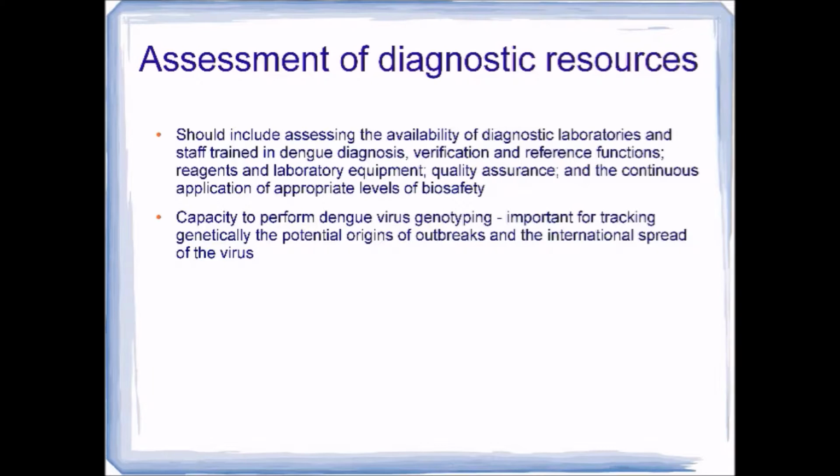Resource planning and assessment should include auditing of, for instance, the availability of diagnostic laboratories and staff trained in dengue diagnosis, verification and reference functions, reagents and laboratory equipment, which includes stockpiling for epidemics, quality assurance, and the continuous application of appropriate levels of biosafety. The capacity to perform dengue virus genotyping, whether locally or at an international dengue reference laboratory, is particularly important for tracking genetically the potential origins of outbreaks and the international spread of the virus.